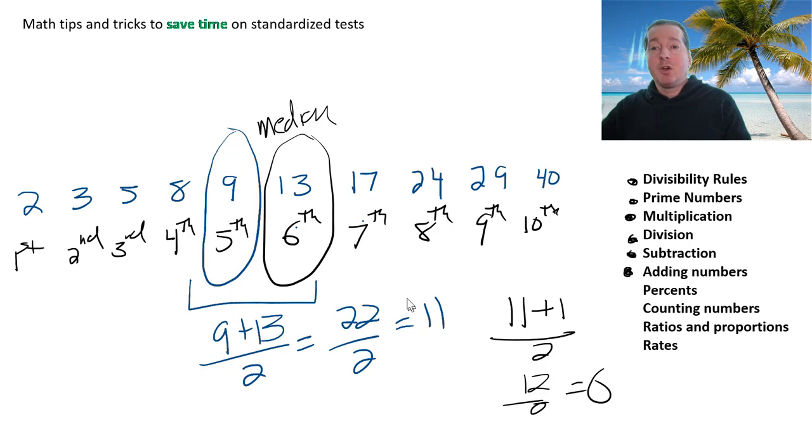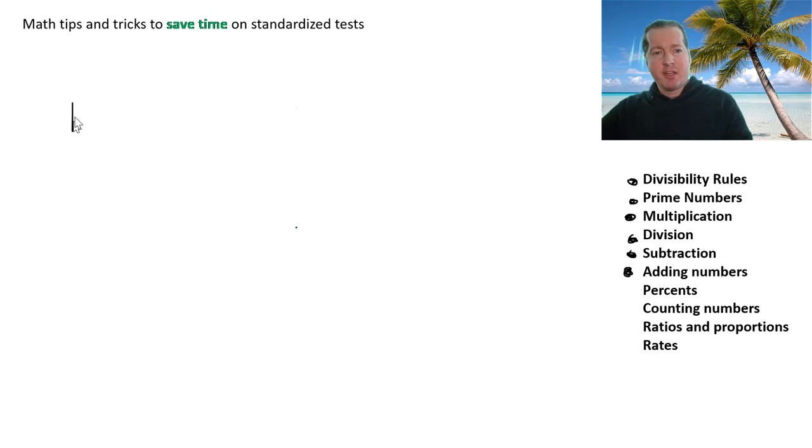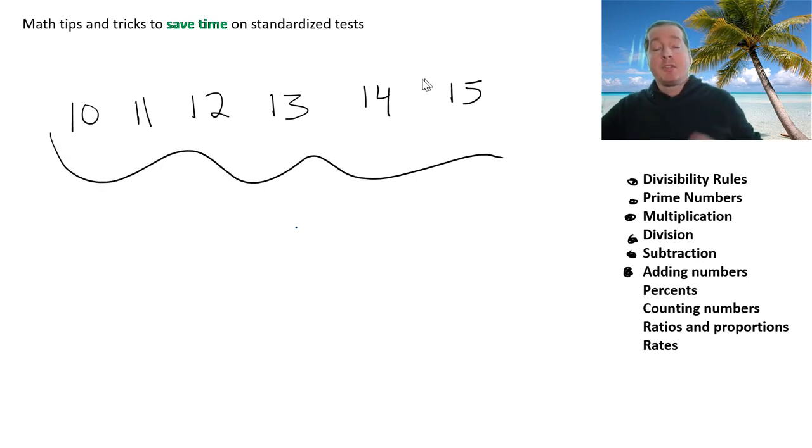So 11, even though 11 is not a number in the set, is nonetheless the median. Suppose I had the numbers 10 through 15. How many numbers are there from 10 to 15 inclusive? That's the key word, inclusive. That means include all of them. Well, it's not 15 minus 10, which is 5. It's 6 numbers: 10, 11, 12, 13, 14, 15.